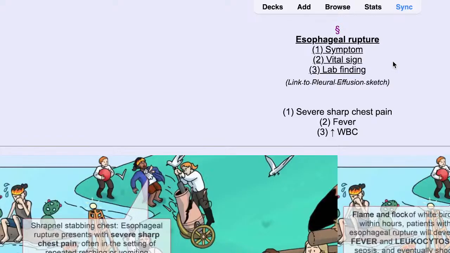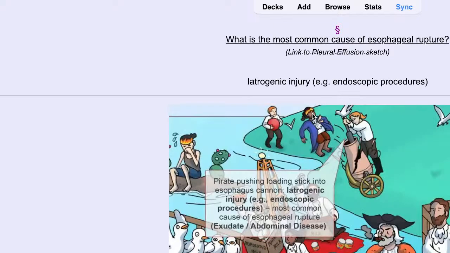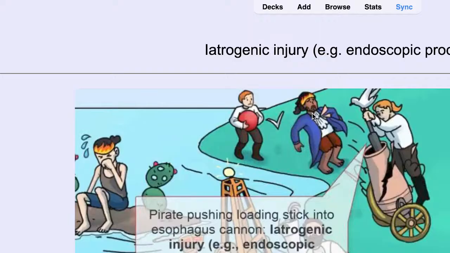Lab findings: fever, you got fever again, you got some WBCs, and severe sharp chest pain. The most common cause of an esophageal rupture is iatrogenic. Really? You're putting an endoscope in and it injures it. Wow.